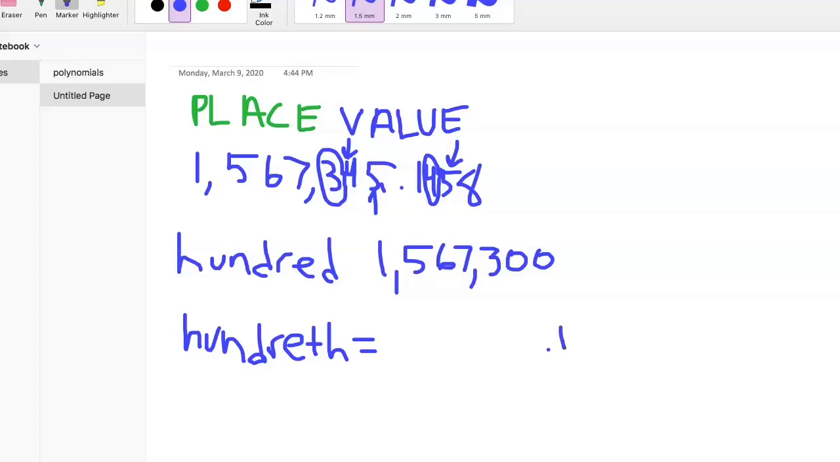1,567,345.15, right? Because we are rounding up, right? So all of this number doesn't change. 1,567,345. So it was either going to be 0.14 or 0.15, right? So because the next number is a 5, we round up.